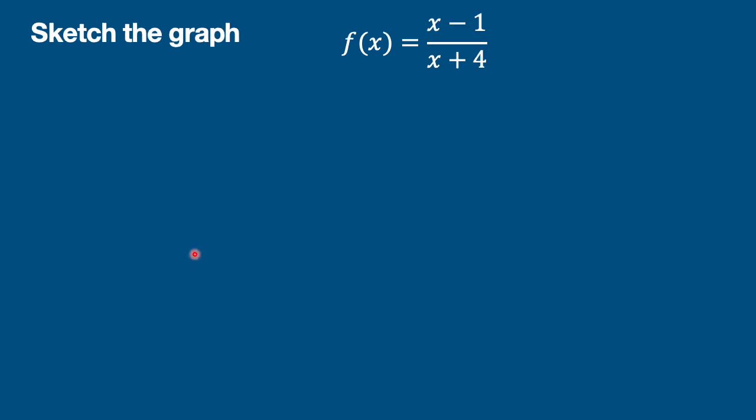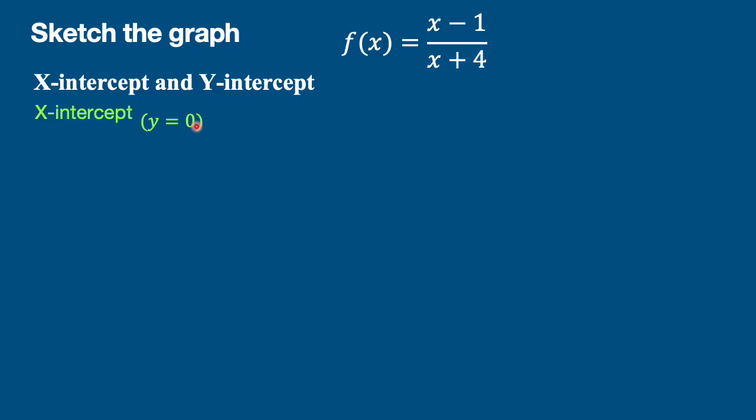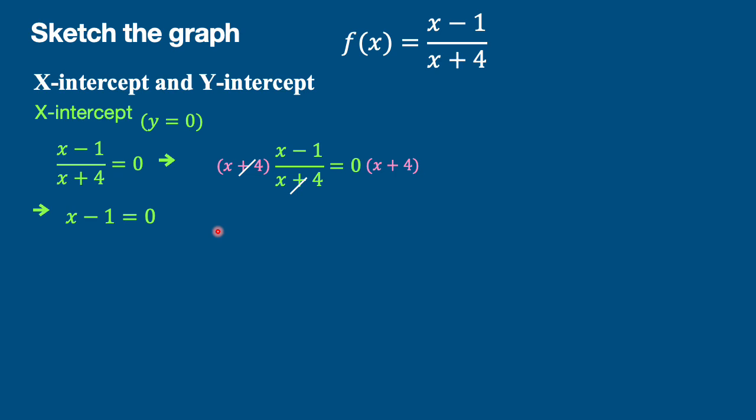Let's practice one more time, guys. This is the rational function you have, right? So find the x-intercept and y-intercept first. What is the x-intercept? Y equals 0. You plug in y equals 0, which means f of x equals 0. So you multiply both sides by x plus 4. You have 0 times x plus 4 is 0. The x plus 4 cancels out. X minus 1 equals 0. X equals 1. That's how you find the x-intercept.